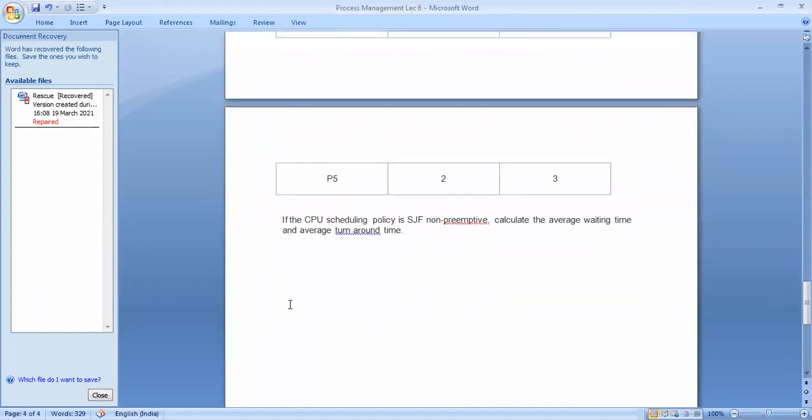So now we'll try to solve the problem. So again, we'll start from the Gantt chart.